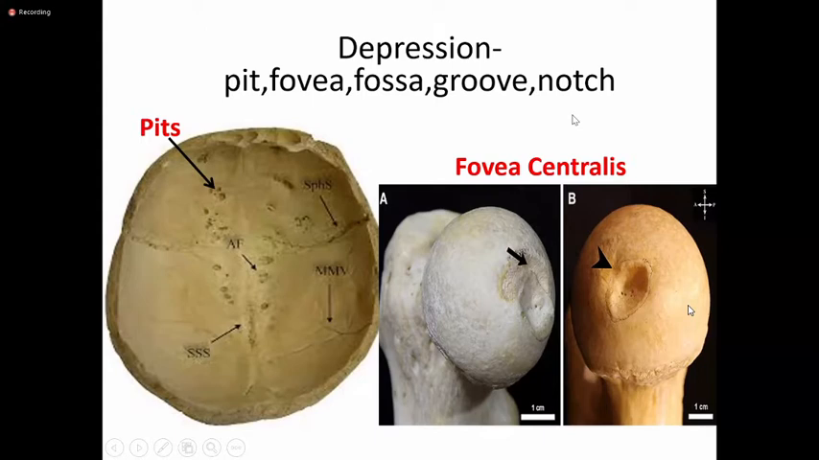These pits are formed by the invagination of the arachnoid granulations. They lodge the granulations. These arachnoid granulations help in the absorption of the CSF. If that pit is more deep, then it is called fovea.